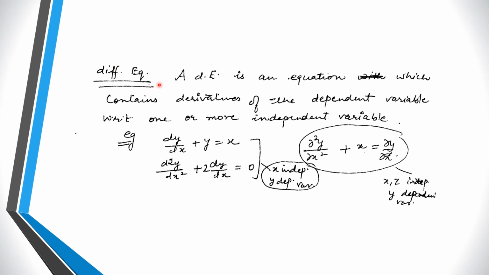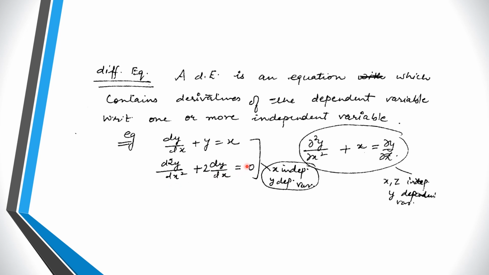Now what do we mean by a differential equation? It is already explained that a differential equation is an equation which contains the derivatives of the dependent variable with respect to one or more independent variables. For example, if you have a differential equation of this form, dy by dx plus y is equal to x, here x is an independent variable and y is a dependent variable which depends on x, and the first derivative of y with respect to x is given. So this is a first order differential equation, right?